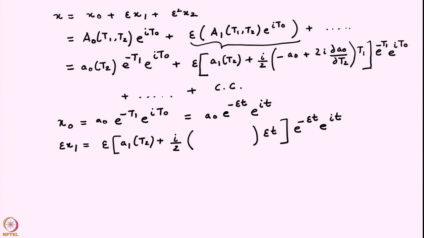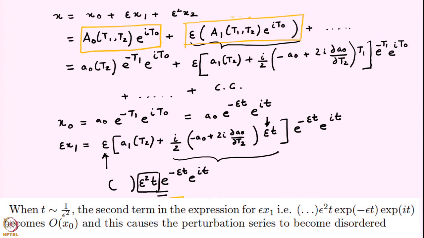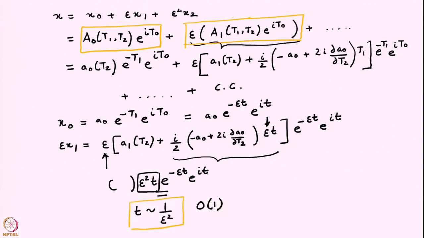Now, look at the term inside the square bracket, look at the second term. Now, what is here is a naught plus twice I del a naught by del t2. You can see that this epsilon will multiply that epsilon, and this will be a term of the form epsilon square t into e to the power minus epsilon t into e to the power I t with some coefficient. We can prevent this by setting the coefficient of this term to 0.